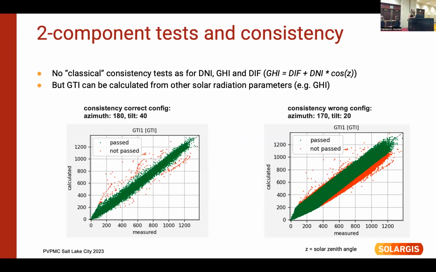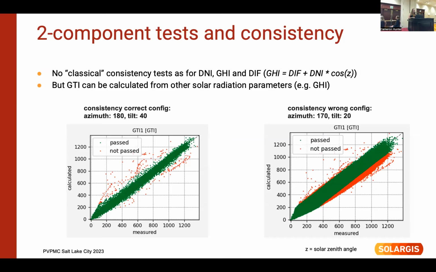And then what we can look into is two-component or consistency tests. So as you know, for GHI, DNI, and diffuse, there is a nice consistency test, but this is not really true for GTI. But what we can do is take GHI and calculate GTI from it, and then compare the calculated GTI with the measured GTI.